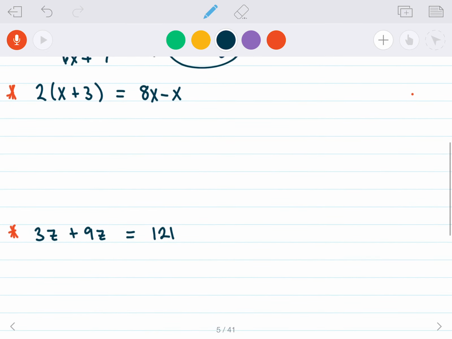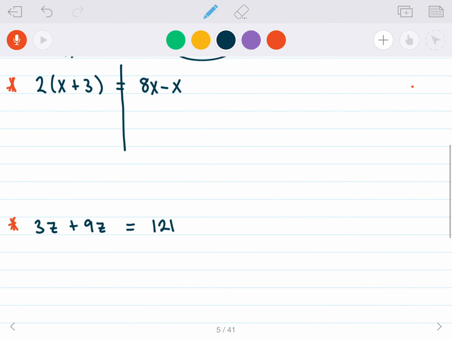I encourage you to pause the video, try this next one on your own. Step 1, do we have parentheses to get rid of? Oh, we sure do. On the left side, right, I can use the distributive property here. So 2 times x gives me 2x. 2 times positive 3 gives me a positive 6.